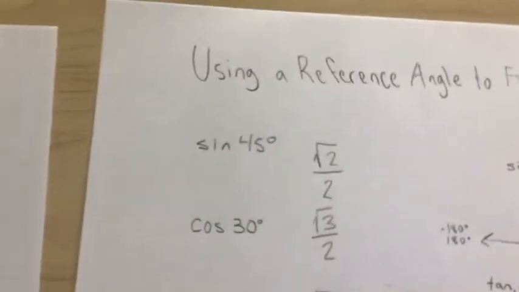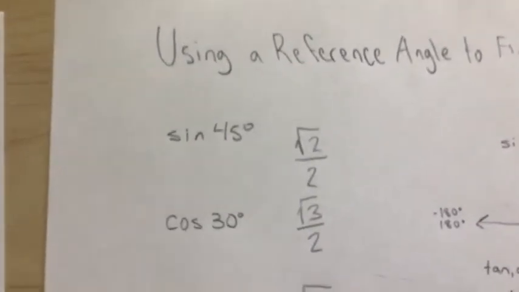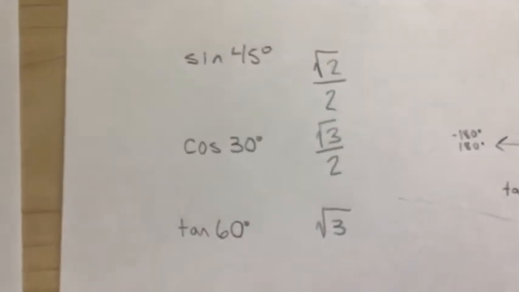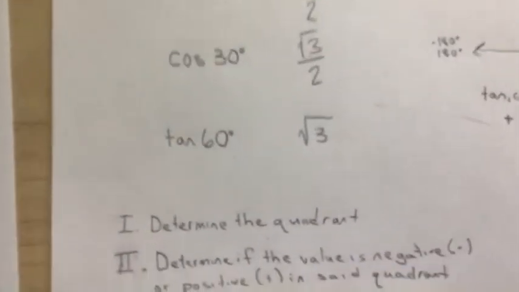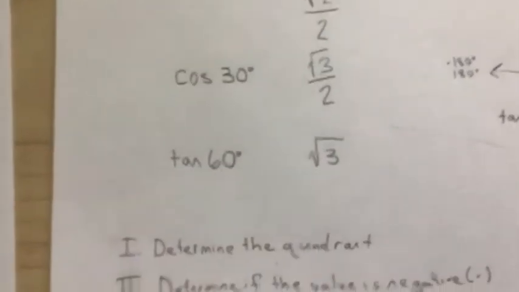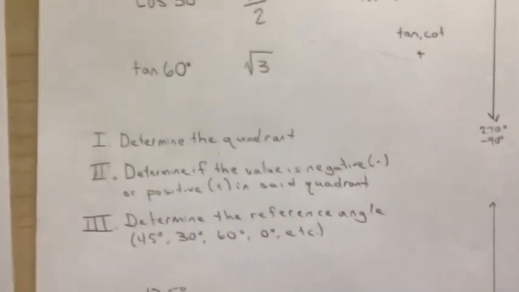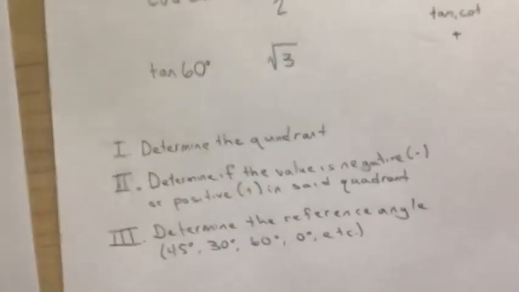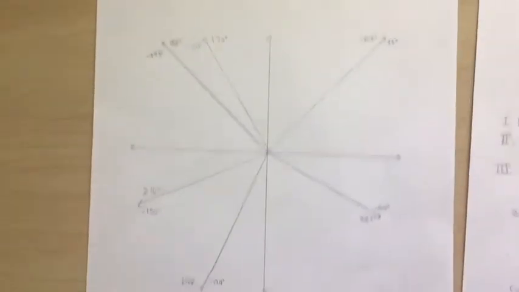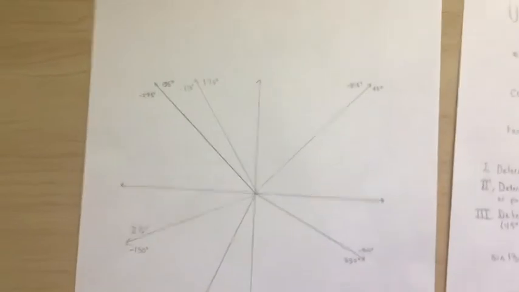Now let's just determine these values. So the sine of 45, as we determined, is root 2 over 2, cosine of 30 is root 3 over 2, and the tangent of 60 is root 3. So if you want to find a reference angle, such as the sine of 135, what we have to do first is determine which quadrant that is. Thankfully I've drawn up this nice Cartesian plane as I showed earlier, and we can determine that right away.